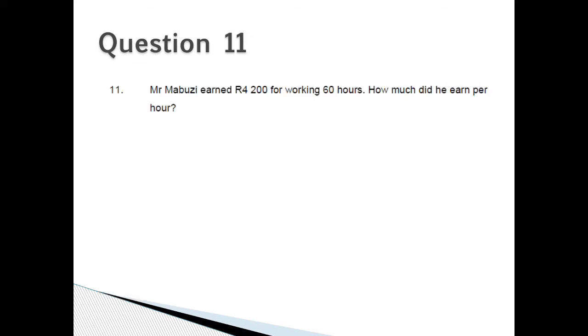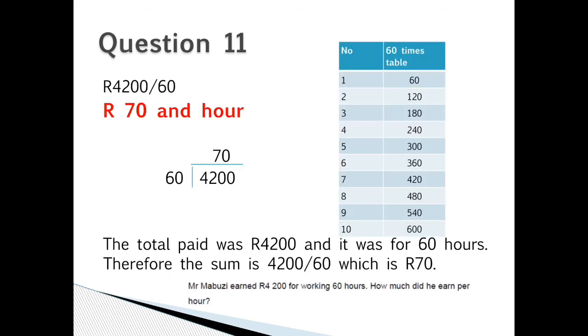Mr. Mabuzi earned 4,200 for working 60 hours. How much did he earn per hour? The total paid was 4,200 and it was for 60 hours. Therefore, the sum is 4,200 divided by 60, which is 70 Rand.